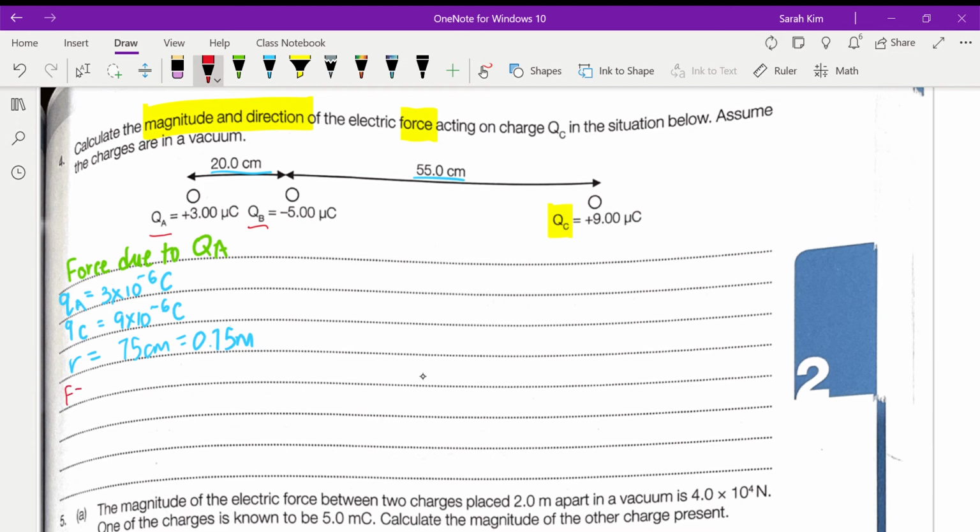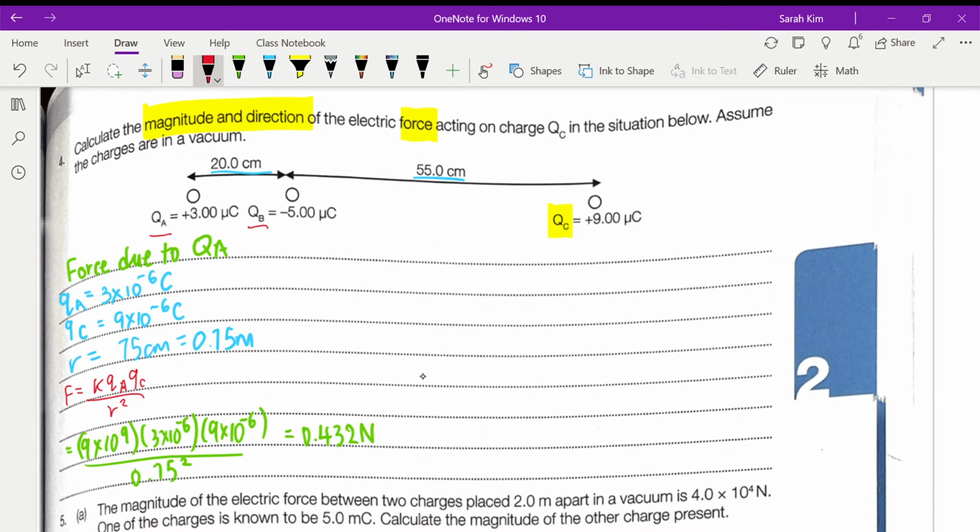So let's give it a go. Force equals K QA QC over R squared. If I just chuck that in, 9 times 10 to the power of 9, 3 times 10 to the power of negative 6, 9 times 10 to the power of negative 6, divided by 0.75 squared. If I just chuck that in the calculator, I should get 0.432 newtons. Now I'm not done yet because I need to make sure I write the direction down.